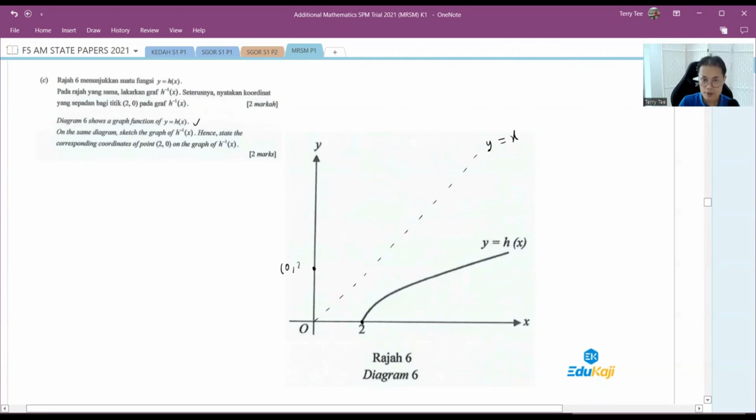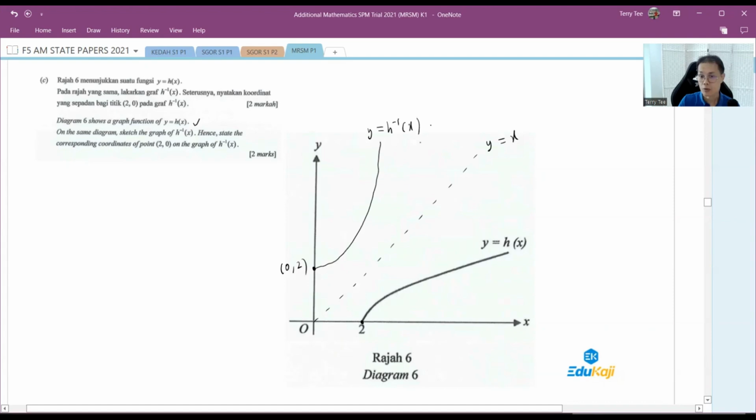The coordinate becomes 0, 2, or you can just map as 2. As this curve is going this direction, when you reflect up, it will go in this direction. Okay, my graph doesn't look very nice. Let me adjust it. Okay, I hope it looks better to you. Once again, this is your y equals h inverse x.